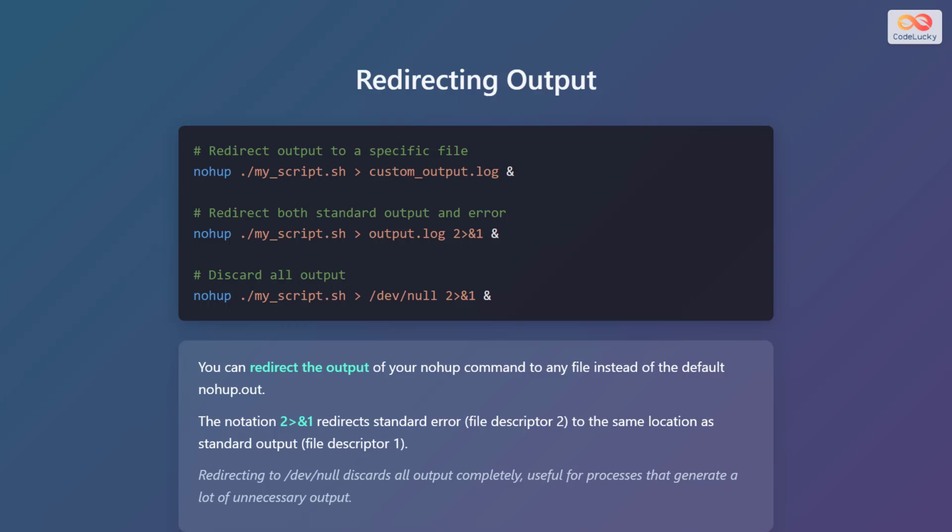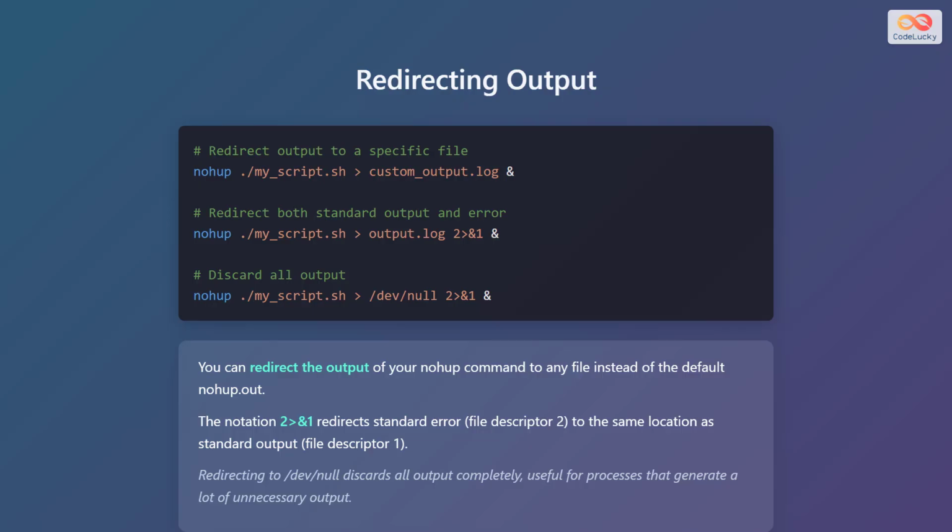Now let's explore how to redirect the output of a nohup command. To redirect the output to a specific file, use the greater than symbol followed by the file name. For example, to redirect the output of my_script.sh to a file named custom_output.log, you type nohup ./my_script.sh > custom_output.log &. To redirect both standard output and standard error to the same file, use 2>&1. For example, nohup ./my_script.sh > output.log 2>&1 &.